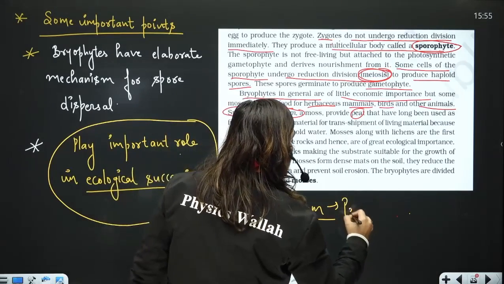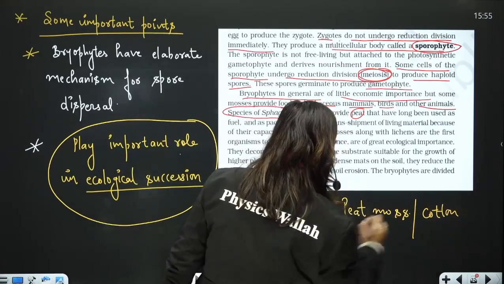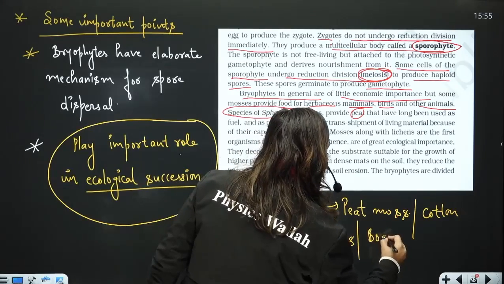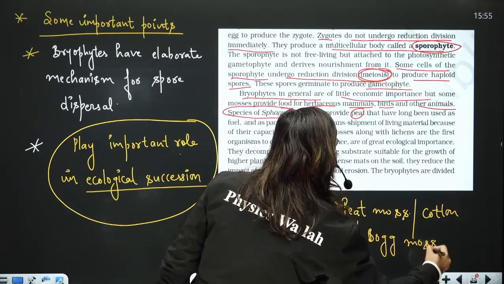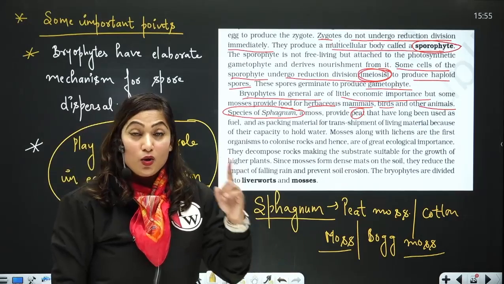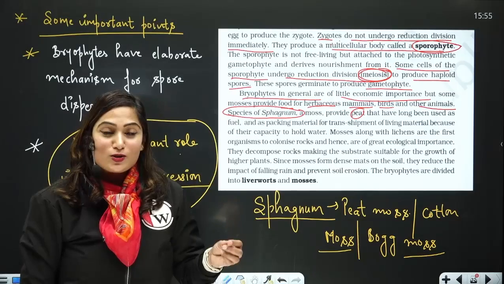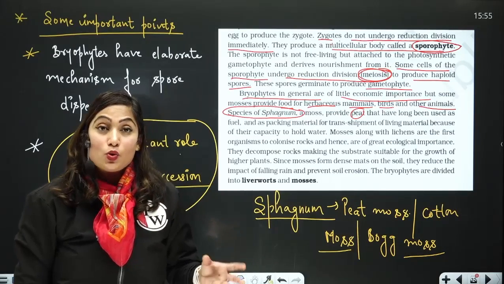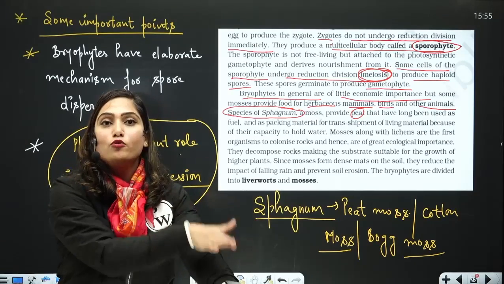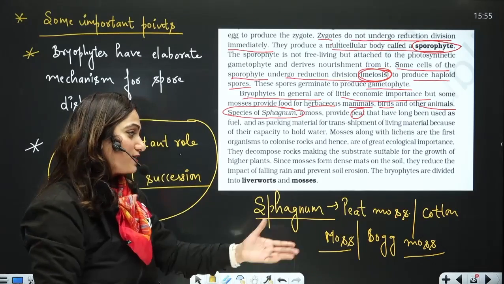Sphagnum is also called peat moss or cotton moss, or bog moss. There are several names of sphagnum. So why peat moss? Because it is used as a fuel. Why cotton moss? In World War I, sphagnum was used as a substitute for cotton, because it also has antiseptic properties like Dettol. When the injured soldiers came, the doctors just used to put sphagnum on the wounds. So it used to act as cotton as well as Dettol. So it is also called cotton moss.